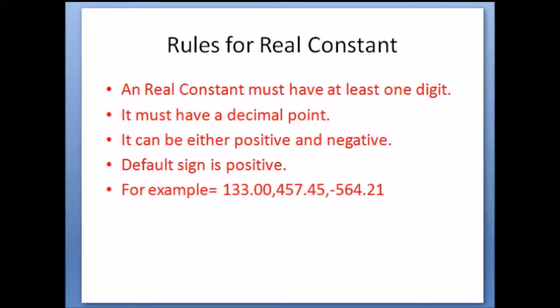Now the rule for real constant: a real constant must have at least one digit. It's the same as an integer constant, but it must have a decimal point. For example, 133.0, 0457.45 is an example of a real constant, and its other name is float, and we use the keyword float in the program. It can be either positive or negative, and the default sign is positive.